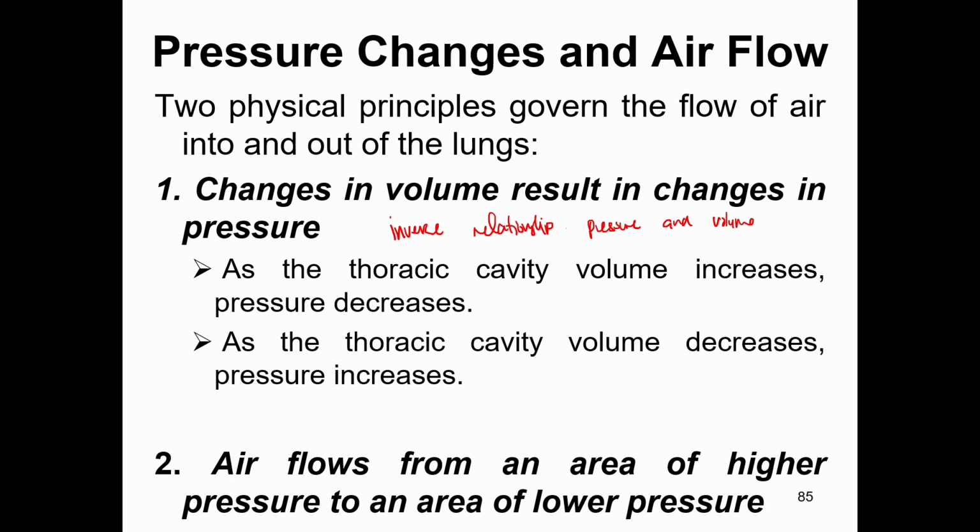Next, air flows from an area of higher pressure to an area of lower pressure. Meaning that if the air outside, the atmosphere, has a higher pressure than in your lungs, air will flow into your lungs. If the pressure inside your lungs is higher than the atmosphere, air will flow out of your lungs into the air.